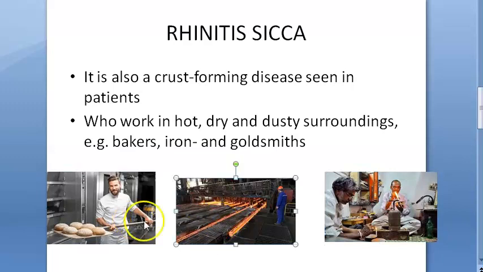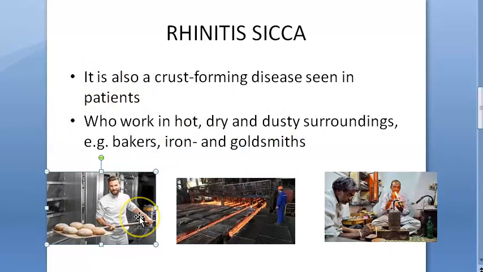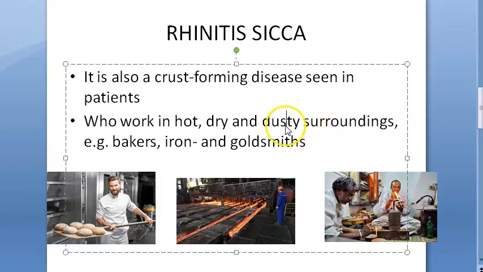Now Rhinitis Sicca, just remember these photos. Where does it happen? In people who are working in dry, hot, dusty surroundings like a baker, iron products manufacturing, anything to do with heated metal, and then goldsmiths, okay. So where do you see this? In people who work in hot, dry, dusty surroundings, for example bakers, iron workers and goldsmiths. Their nose is exposed to this kind of heat and dry environment, and it could be even dusty. So what happens here, the anterior 2/3 of the nose is affected.